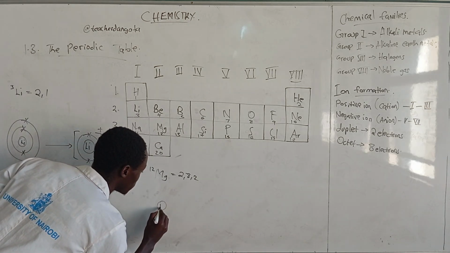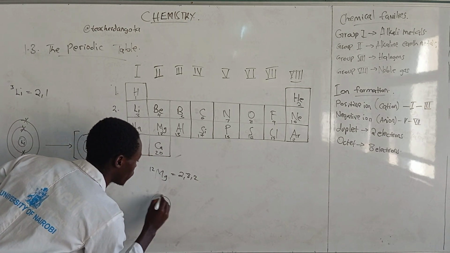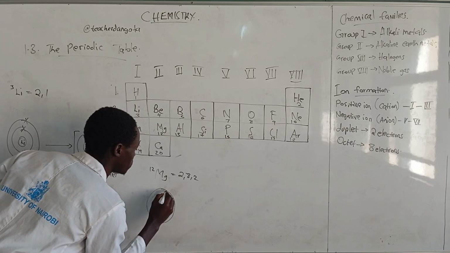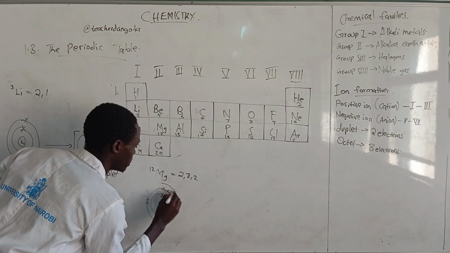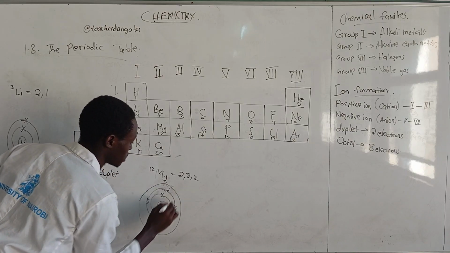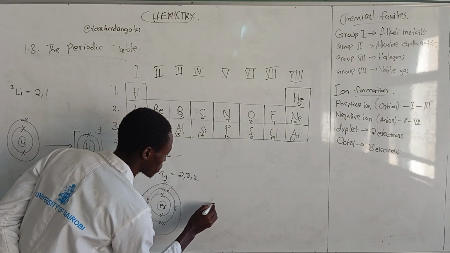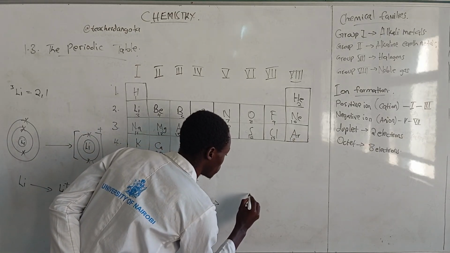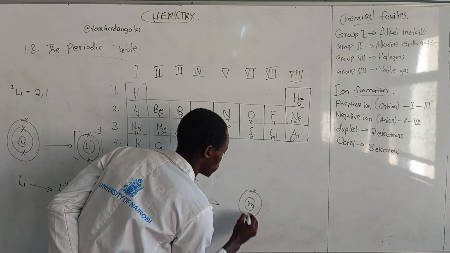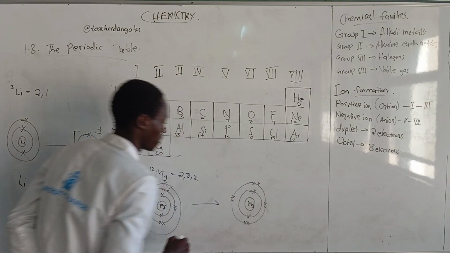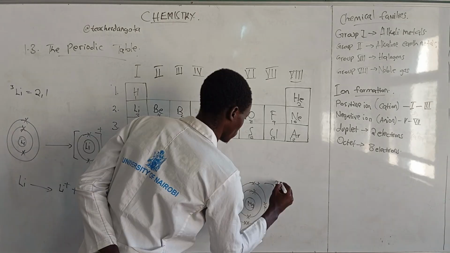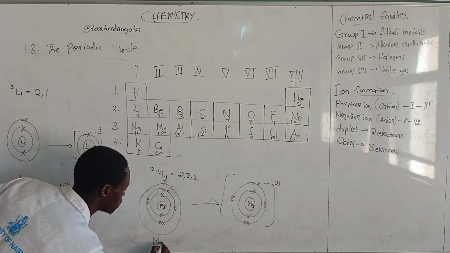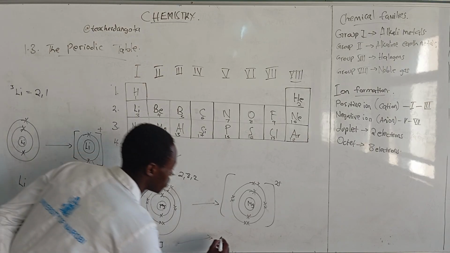So we said that is the nucleus, magnesium. At the first energy level, it has 2. At the second energy level, it has 8. Then the third energy level has 2 electrons. So it will lose the 2 electrons and end up this way. So we have the nucleus, the first energy level, the second energy level. It has lost 2 electrons. So magnesium, when it becomes an ion, comes this way.